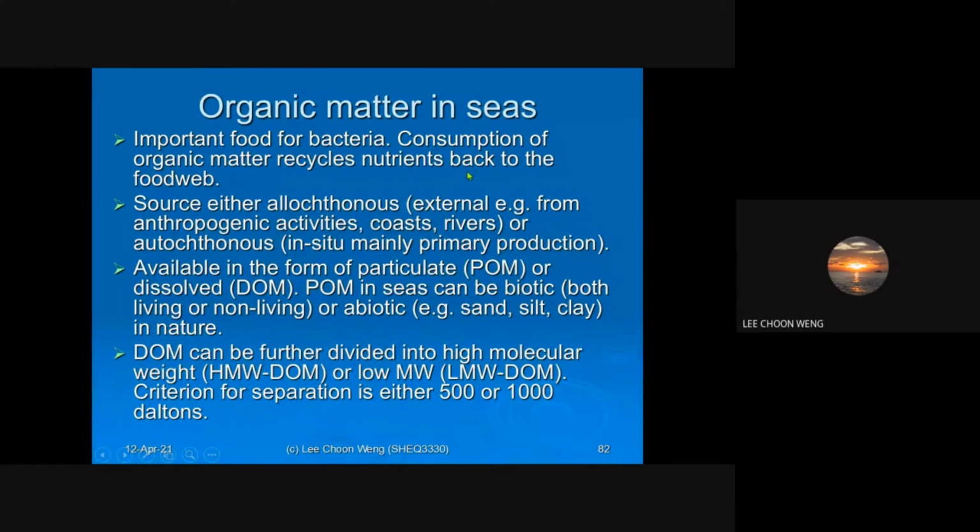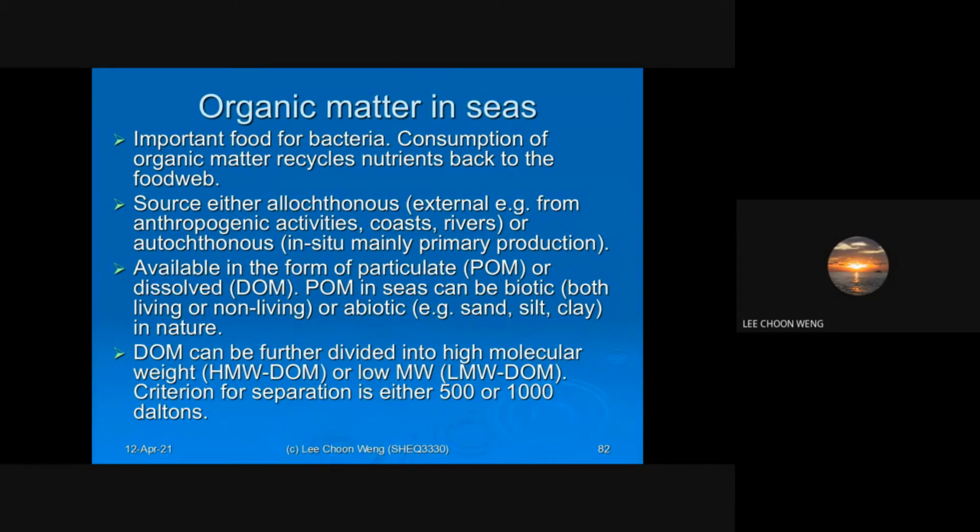So consumption or degradation of this organic matter actually recycles the nutrients back to the food web. As you've learned earlier, a lot of the degradation recycles back the N and P, the nitrogen and the phosphorus, but not the silicate. But nitrogen and phosphorus are the ones that are important to most of the primary producers in the seas.